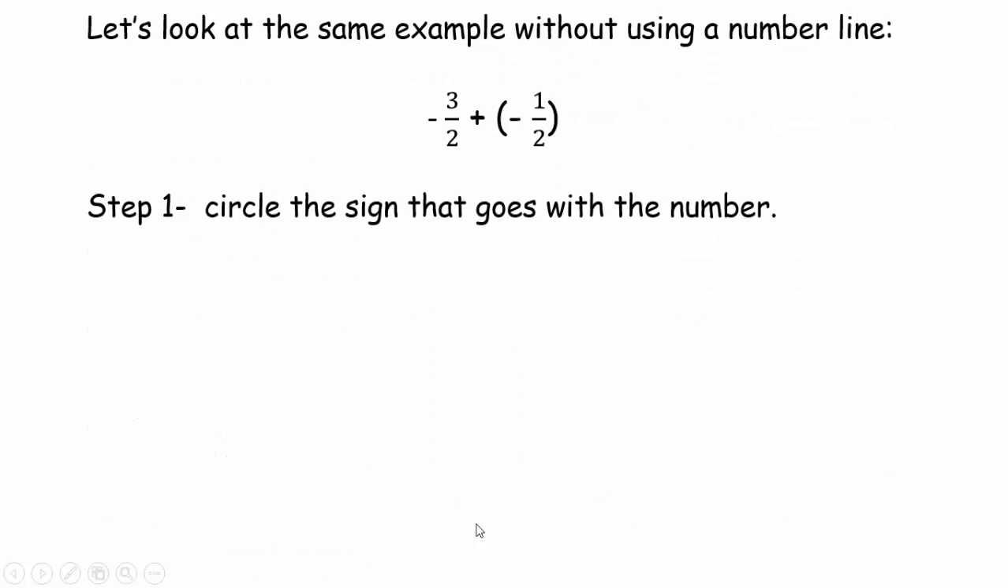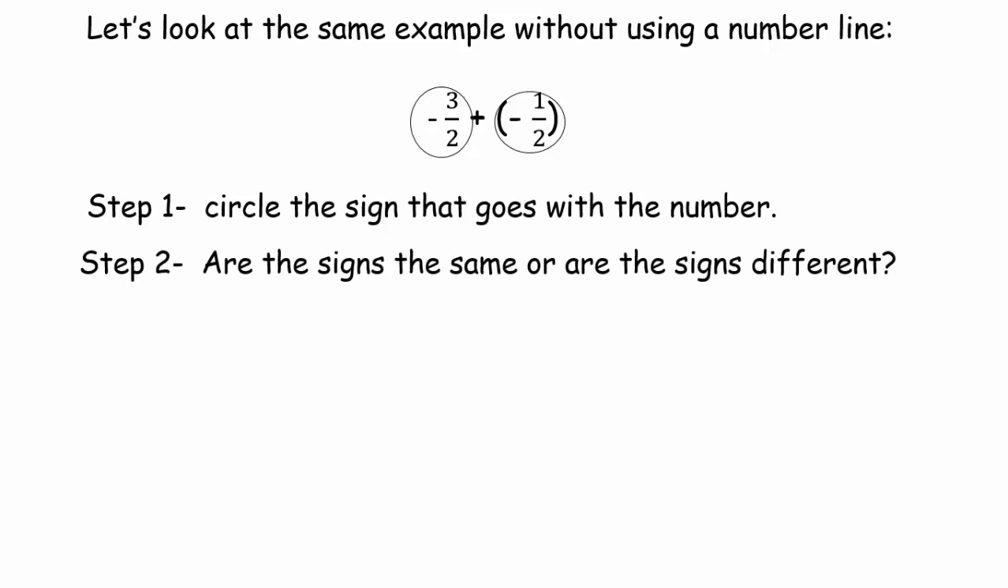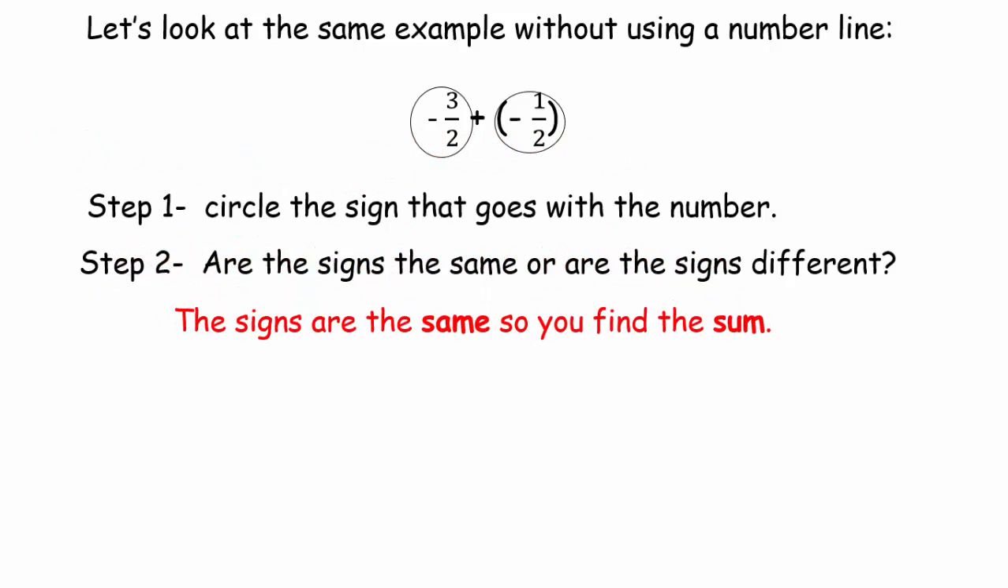Let's look at the same example without using a number line. Circle the sign that goes with the number. That's our step 1 when we were adding integers. It's the same if we're going to add signed fractions. So that first number is a negative. The second number we're dealing with is also a negative. Are the signs the same or the signs different? Those signs are the same. If those signs are the same, we're going to go ahead and find the sum.